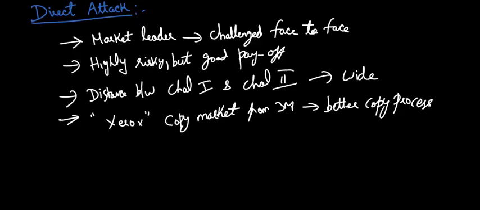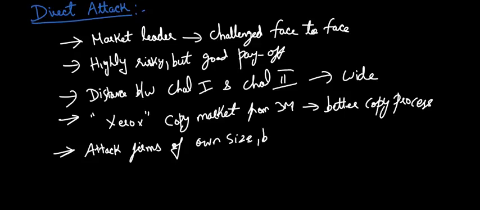And in fact, a challenger can attack firms of its own size, but underperforming. This is what the telecom market visualized when Nokia was attacked by Apple and Google Android when Nokia was not doing proper business. Their sales was not up to the mark.